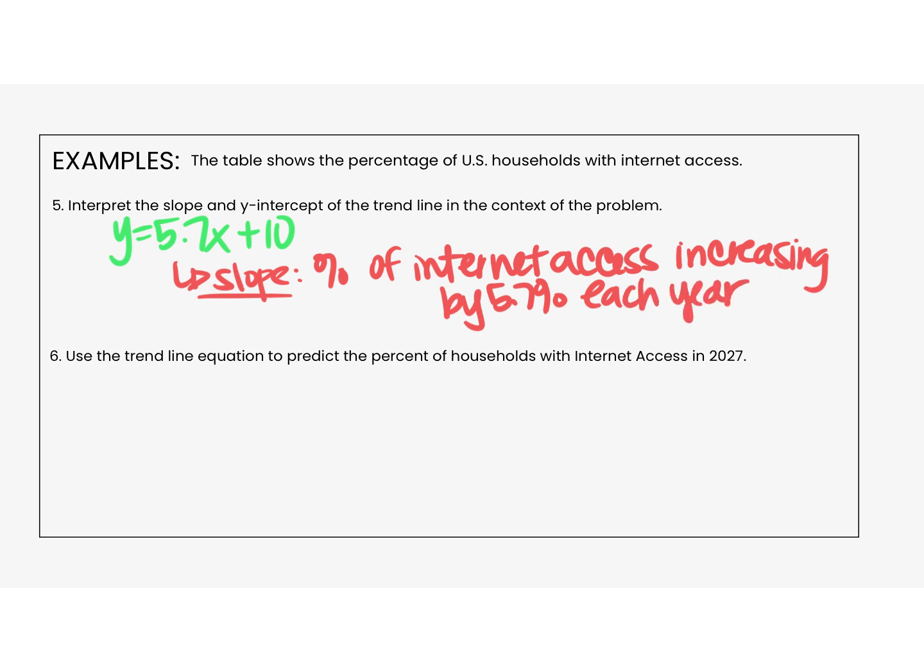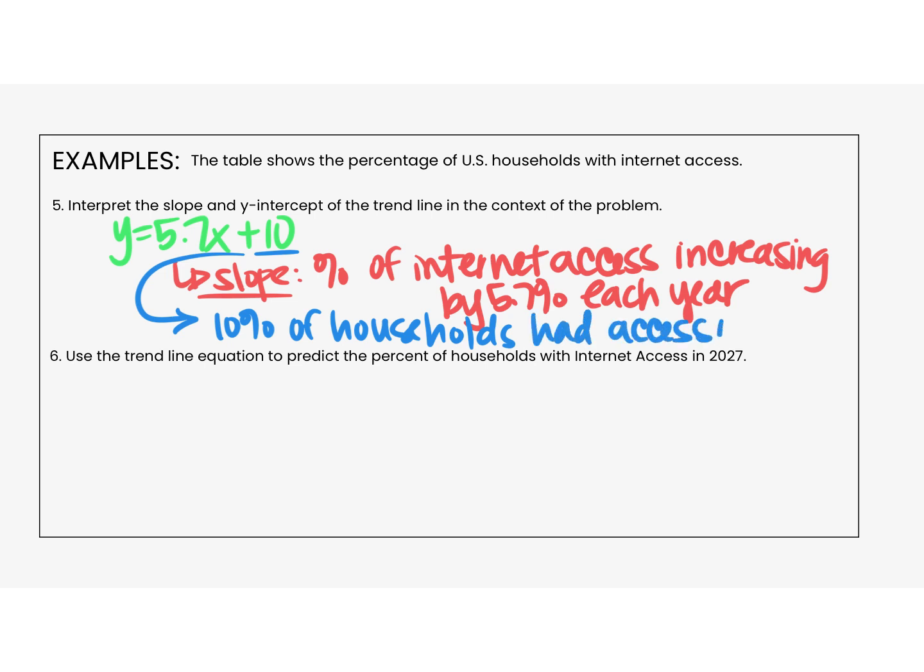Okay, and the y-intercept, that 10, tells me that 10% of households had internet access in 1995 when we started, because that would be year 0. So at year 0, 10% of households had access.